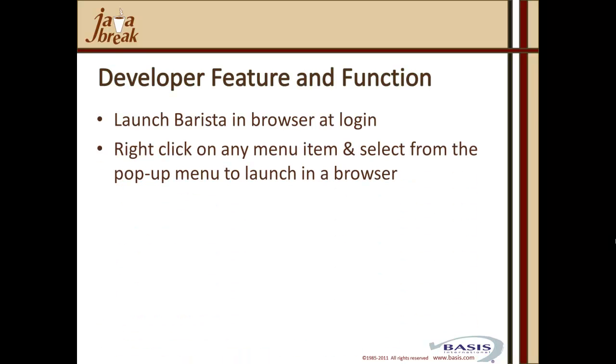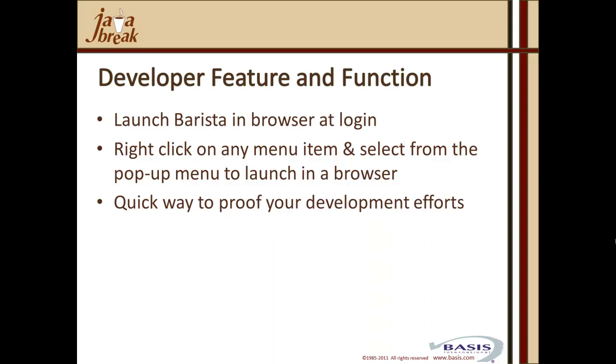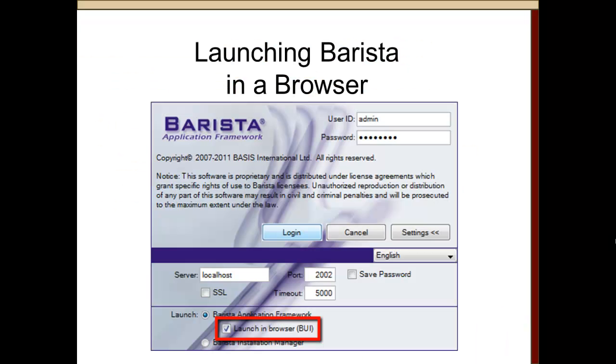Alternatively, you can right-click on any menu item from the Sys GUI and select from the pop-up menu to launch that menu item program in a browser. And then, of course, save that away as a favorite to be run later. It's a very quick way to proof your development efforts and see how they would render in the browser.